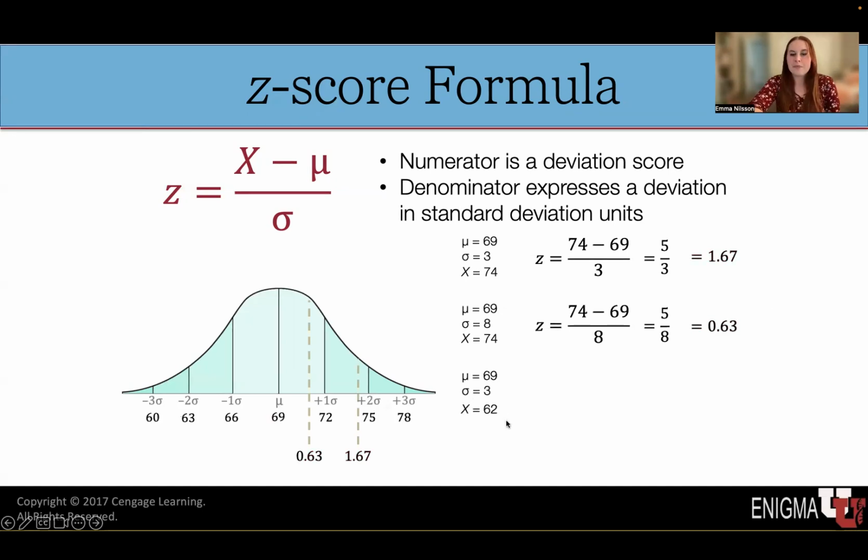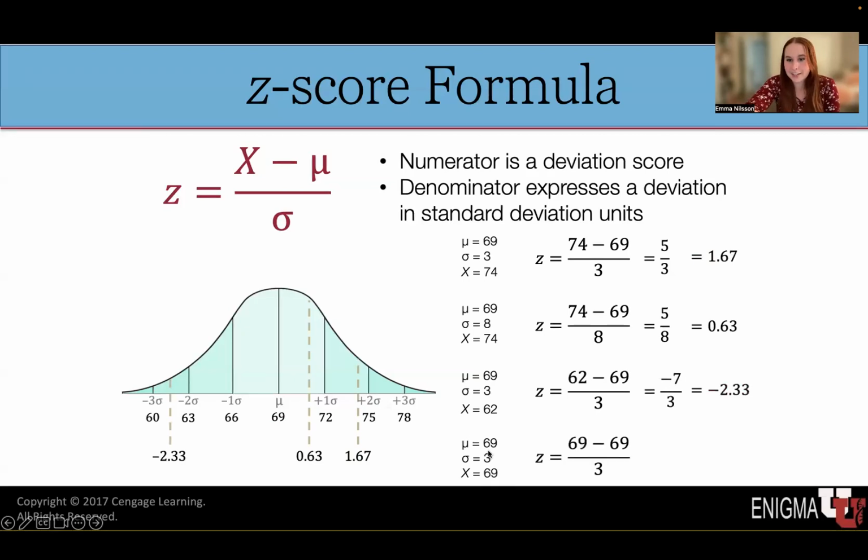Let's look at an example of when our raw score is below the mean. We're going to put that into our handy dandy formula. If your x value, your raw score, is below the mean, then you're going to get a negative z-score. So negative 2.33 means that the raw score of 62 is 2.33 standard deviations below the mean. If for some reason your raw score exactly equals the mean, then your numerator will be 0 and your z-score will be 0. It is 0 standard deviations above or below the mean because it is the mean.